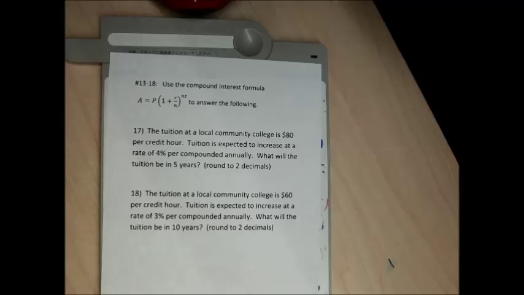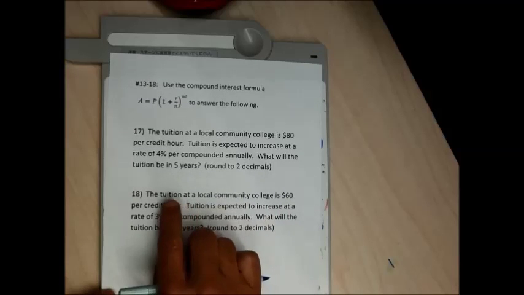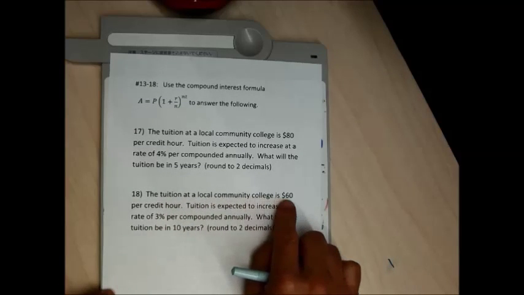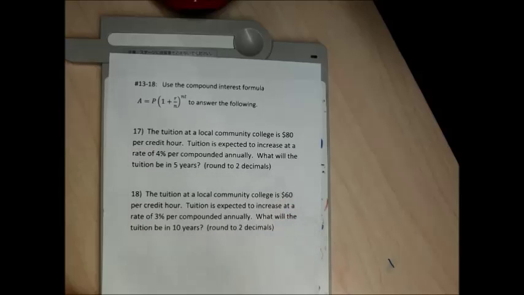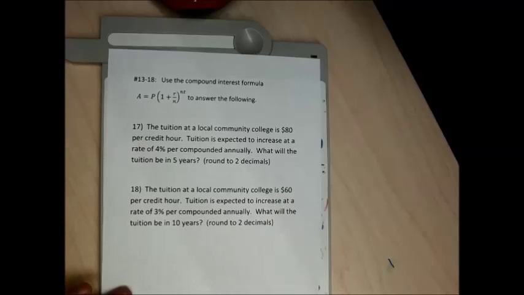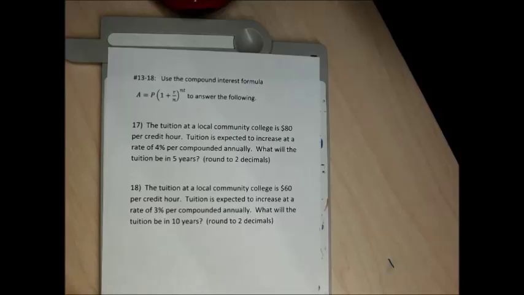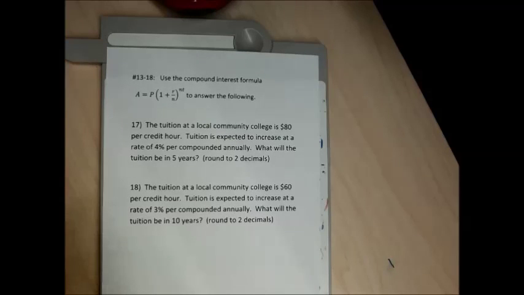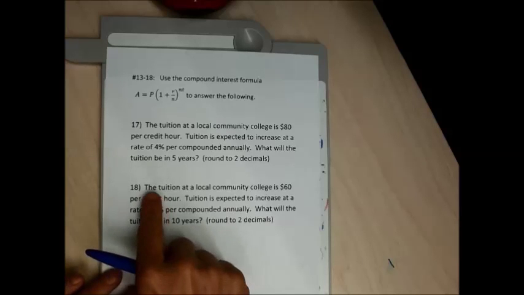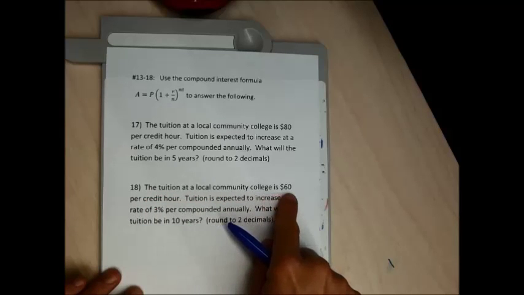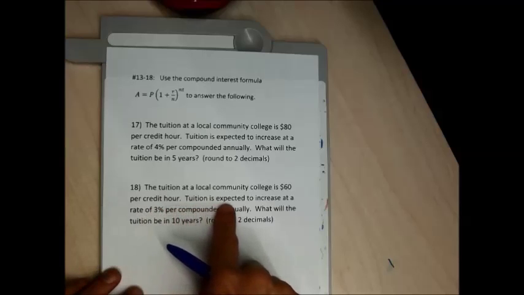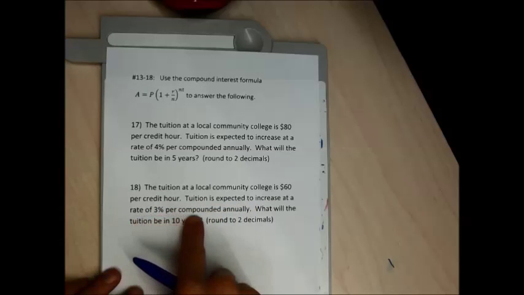And in this case, my problem 18, it says the tuition at a local community college is $60 per credit hour. That's certainly not here. We're much more expensive than that. Although, I mean, there was a day, I think it was like $15 a credit hour when I took classes at GCC. I took classes at GCC in high school, which was like 1981. And I think it was $15 an hour then. Anyways, the tuition at the local community college is $60 per credit hour. Tuition is expected to increase at a rate of 3% compounded annually. What will the tuition be in 10 years?